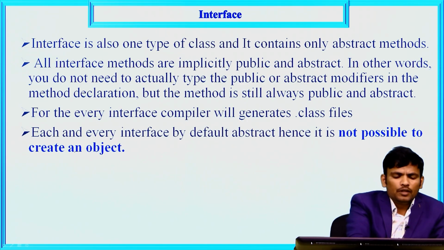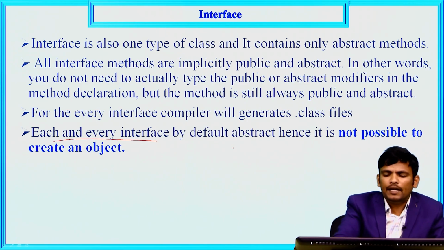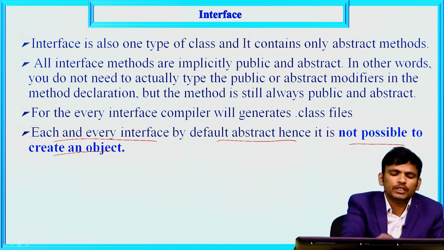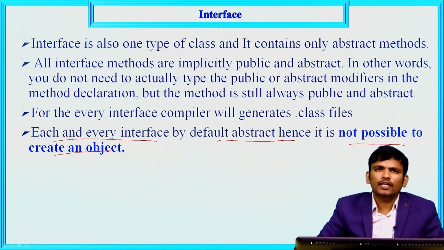Each and every interface is by default abstract, hence it is not possible to create an object. As we know, if it is abstract, object creation and instantiation is not possible. So for interfaces, instantiation and object creation are also not possible.